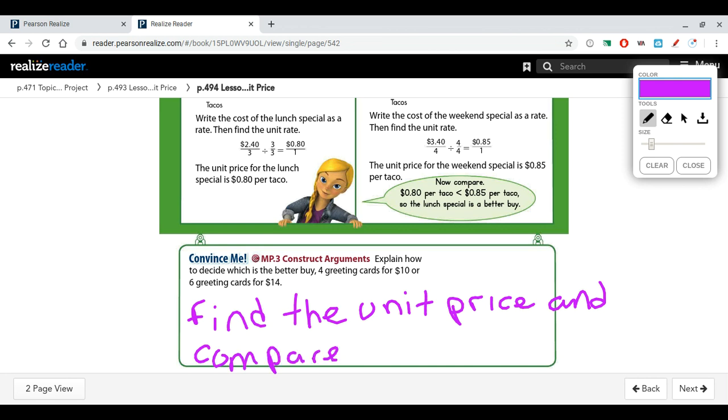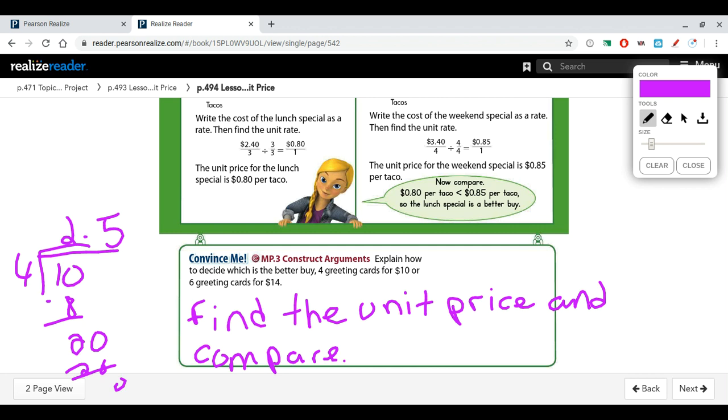And so that answers the question, but I'm going to go ahead and do my comparison, get that practice in with the unit price. So I'm going to divide 4 greeting cards into $10. So 4 goes into 10 twice. That's 8. Subtract, I have 2 left over. Put my decimal down. 4 goes into 20 5 times. Subtract that out. So $2.50 is the price per greeting card for the 4. Or if I did 6 greeting cards for $14, let's see what the price would be.